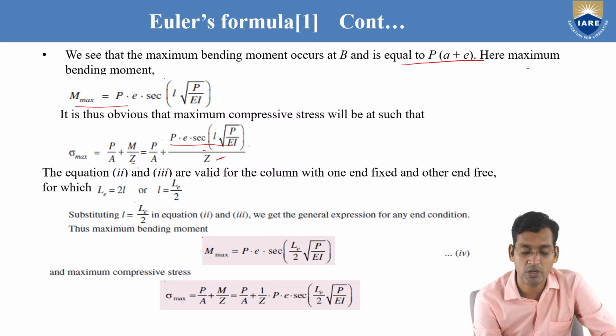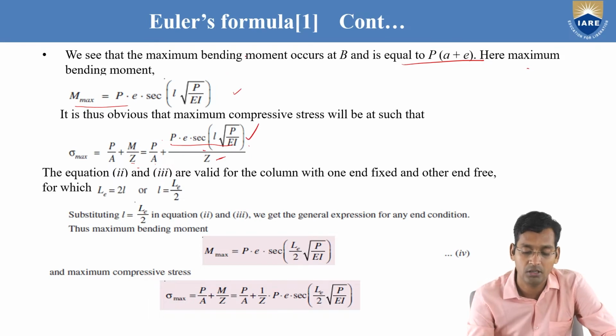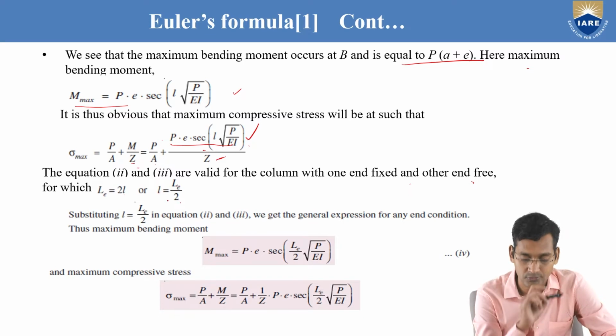Equations 2 and 3 are valid for the column with one end fixed and the other free. So this one is valid for that, and the previous one we derived, the first one, right? So the second and third are for one end fixed and the other free. Now for one end fixed and one free, the equivalent length LE equals 2L. So here L equals LE by 2. So substitute here.